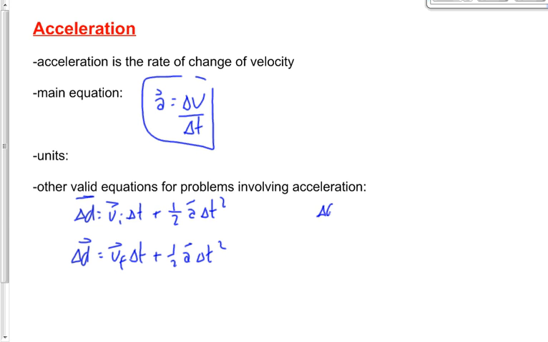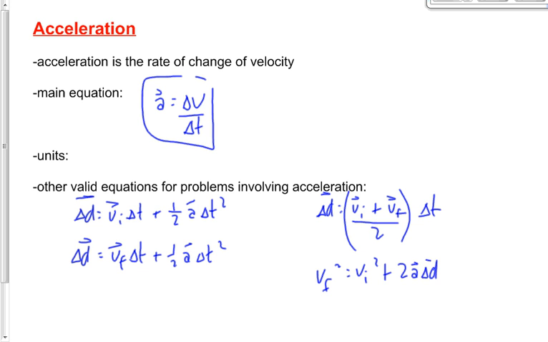Δd = (vi + vf)/2 · t. Somebody yesterday, as they were going through a problem, said d is equal to vf minus vi. vf minus vi, we use a lot. It's delta v, the change in velocity, but not in that equation. It's vi plus vf times t. And then finally, we've got vf² = vi² + 2aΔd. What does vf stand for in this equation?